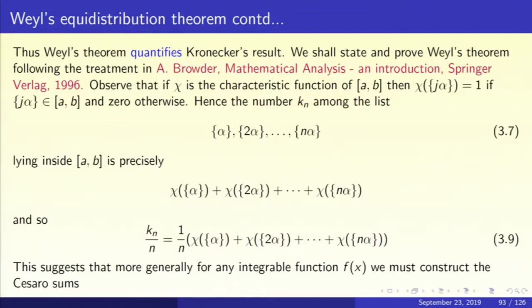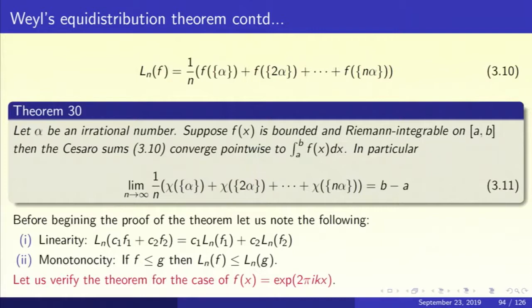Instead of working with the characteristic function of the interval AB, I replace it by any integrable function f of x, and instead of looking at 3.9, we more generally consider the Cesaro sums 1 upon n into f of {alpha} plus f of {2 alpha} plus etc. f of {n alpha}, namely 3.10. This Cesaro average, you simply abbreviate it as ln of f.